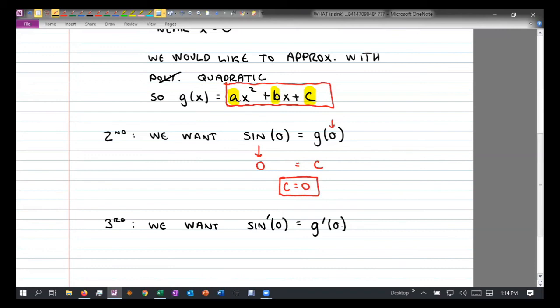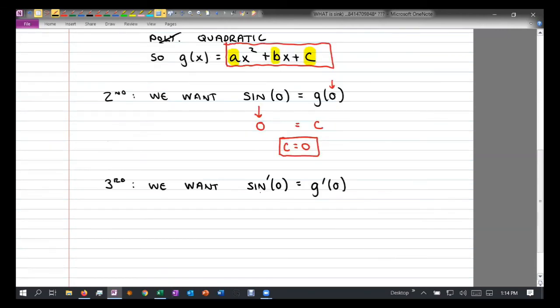So let's do that. Let's first take the derivative of sine. We want to know what this is, but let's first figure out what the derivative of the sine function is. We know that already, right? That's just cosine of x. And do we know the derivative of the g function? What's the derivative of the g function? 2ax plus b.